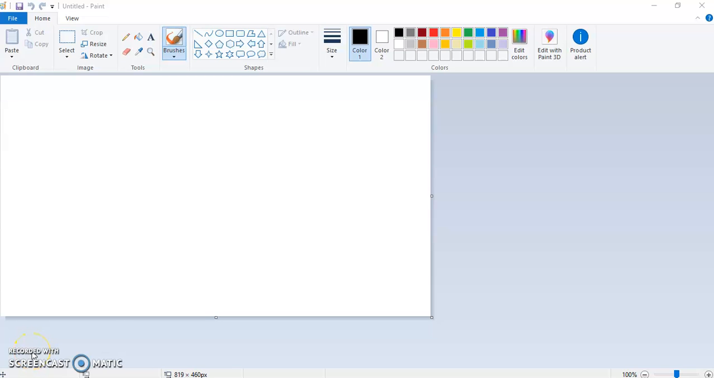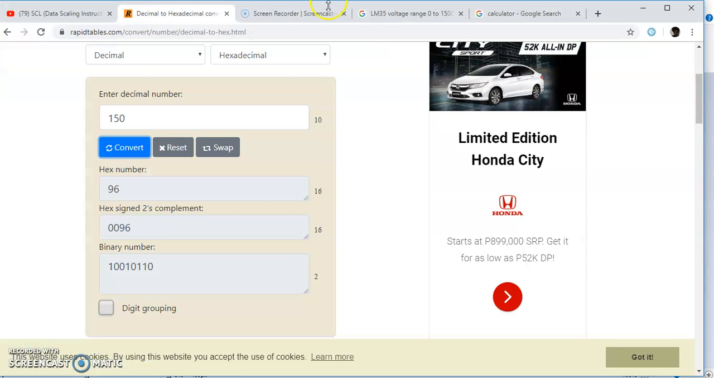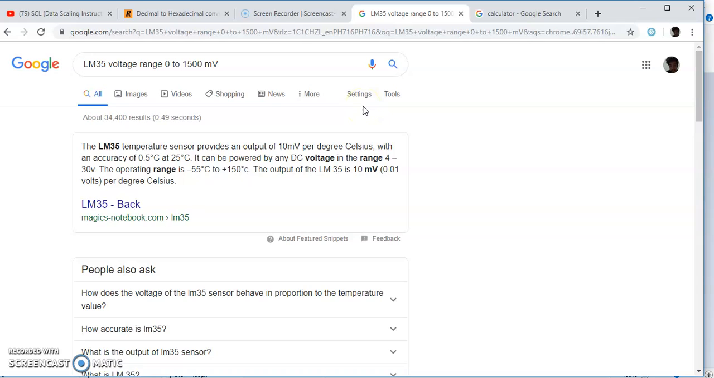This is going to be the first part of our quiz 1 for automation 4. The first question states about LM35. LM35 is defined as a temperature sensor whose output is voltage, but it depends on the increment in Celsius degrees. So as we can see here, we have 10 millivolts per degree Celsius.